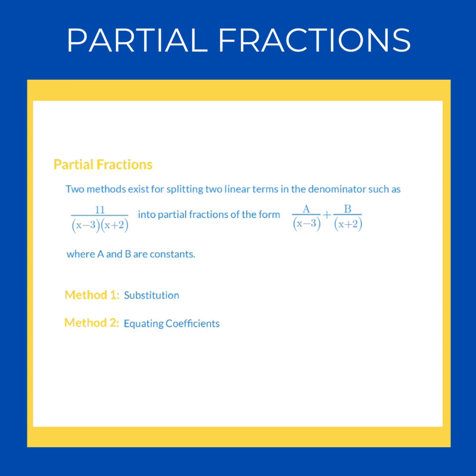Partial fractions is all about splitting two linear terms in the denominator. For example, if I have 11 over x minus 3 times x plus 2, I need to split the two linear terms, which are x minus 3 and x plus 2, into partial fractions of the form a over x minus 3 plus b over x plus 2, where a and b are constants to be found. Again, we have two different methods.